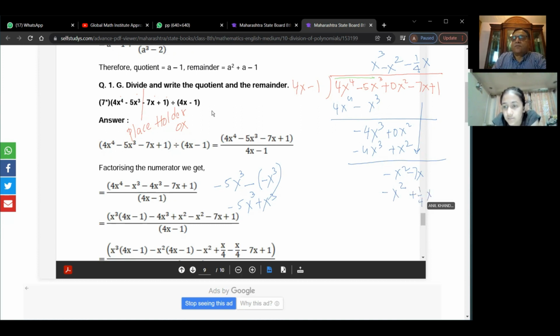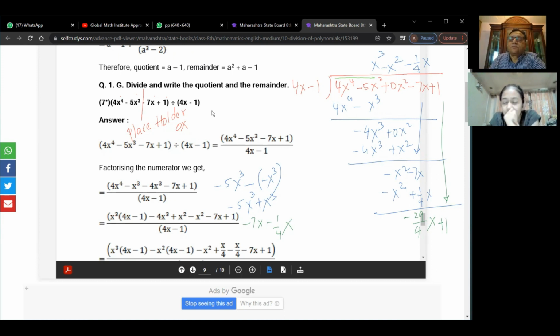Is that clear? When you take away, so what is minus 7x minus 1/4x? Let's do it on the side. So 4 is common. So 28 and 1, 29, right? So we get minus 29/4x. Is this clear to you? Plus 1. So what will come in the quotient now?